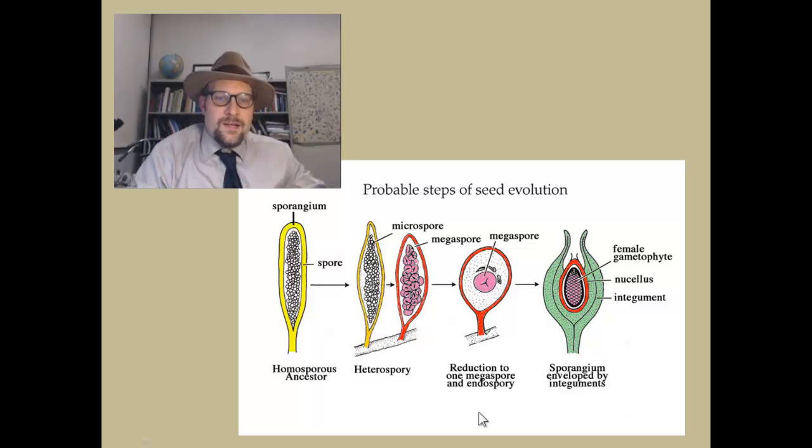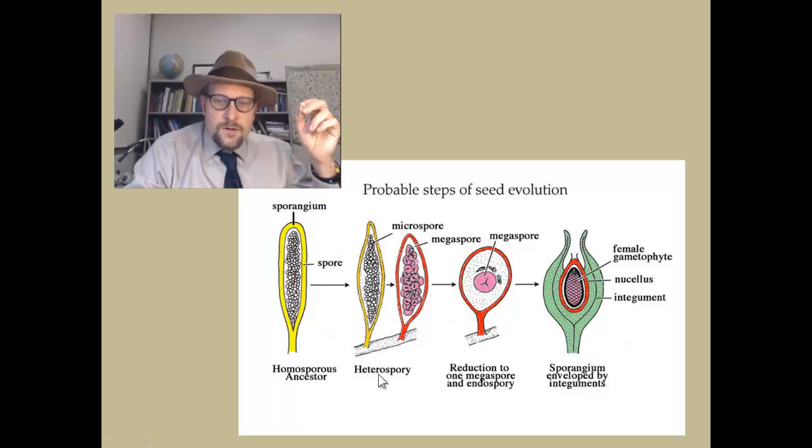So in the first stage here, we have a sporangium that's referred to as homosporous. So all the spores in the sporangium look the same, even though some of them would develop into female or male plants, or into plants that have both female and male parts on them. And then we have to move to the next stage here.